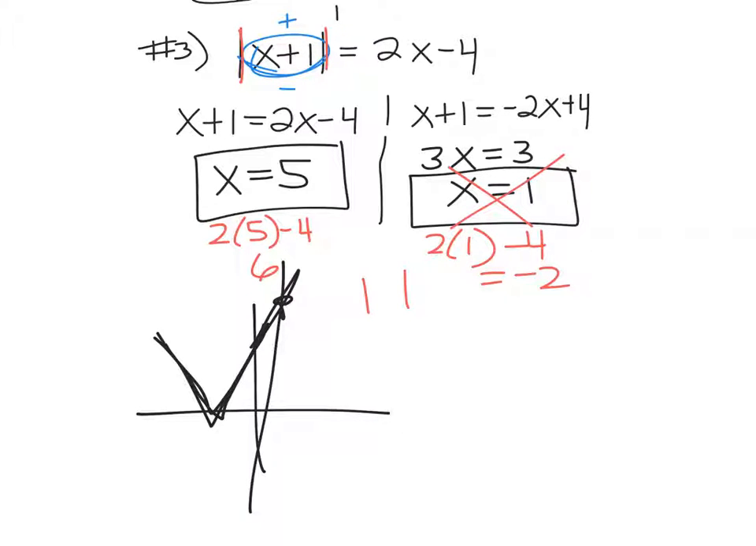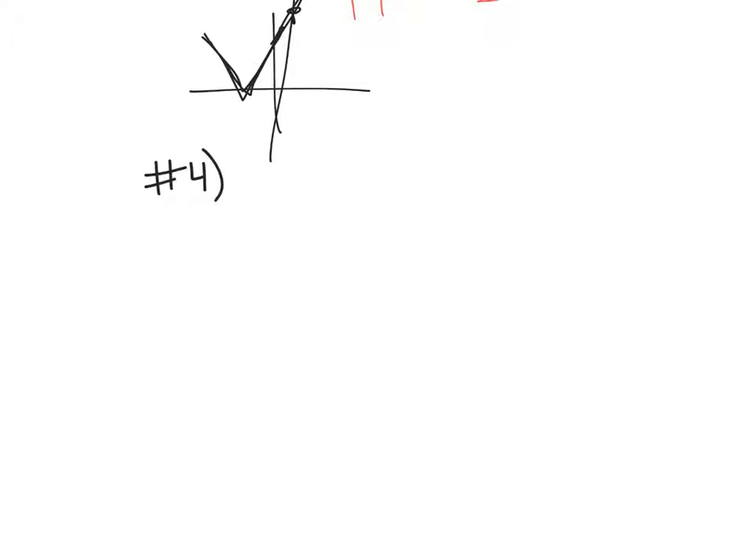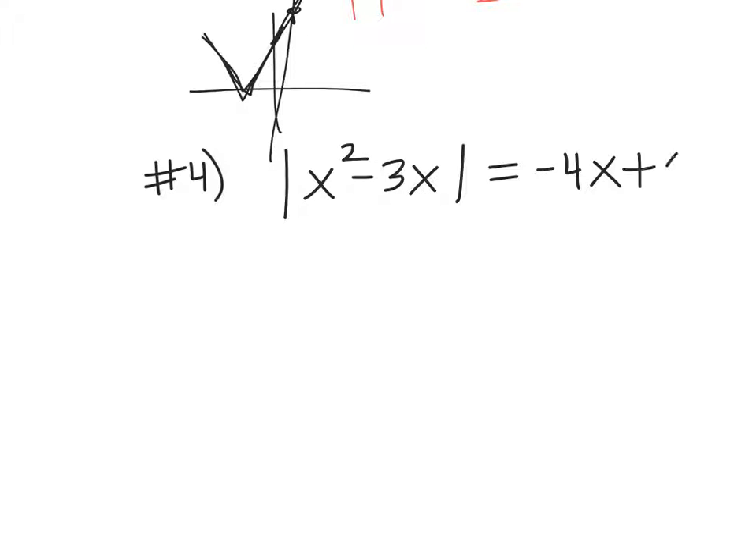Okay. All right, now, number 4. I have one more of these. And this is the problem that you did not do in Algebra 2, but you're going to do it here. Here we go. Absolute value of x squared minus 3x equals negative 4x plus 6.